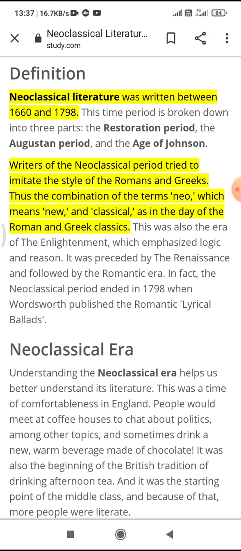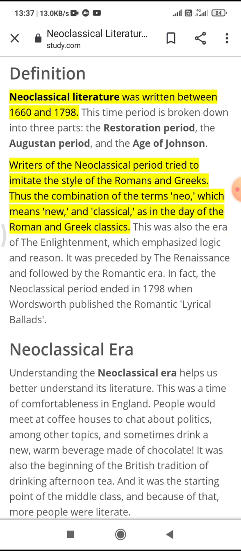The writers of the Neoclassical period tried to imitate the style of the Romans and Greeks. Why are they called Neoclassical writers? Because they tried to imitate and copy the style of the Romans and Greeks. Thus, the combination of the terms neo, which means new, and classical, as in the days of the Roman and Greek classics, which they tried to imitate, but they were not actual classics, so they were called neoclassics or pseudo classics.